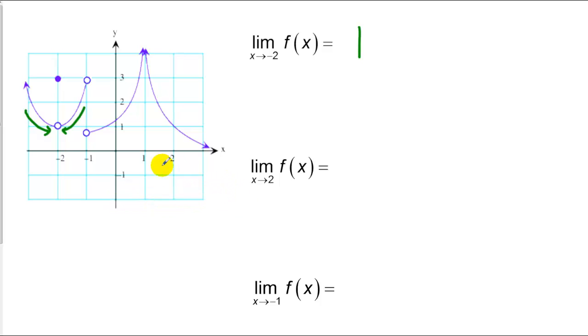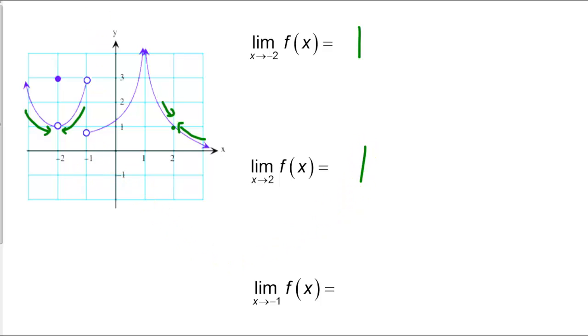As I get close to 2 from both the left and the right, that means I'm getting close to 2 this way and close to 2 this way for x. What does y get close to? Well, it appears to be getting close to this point here, which again is 1.